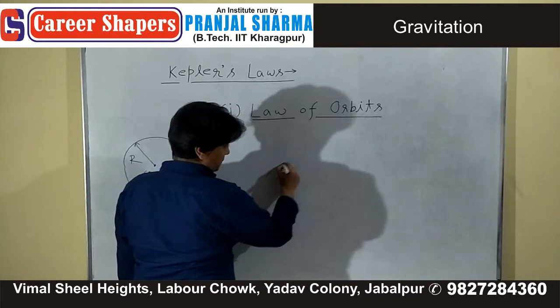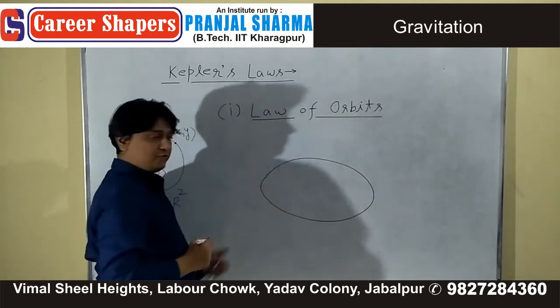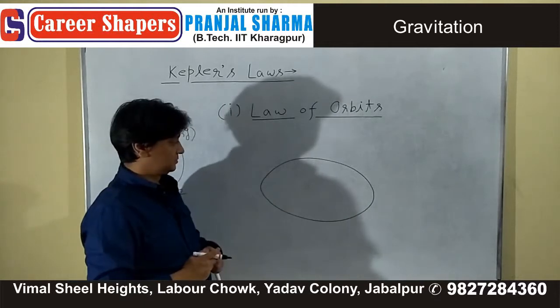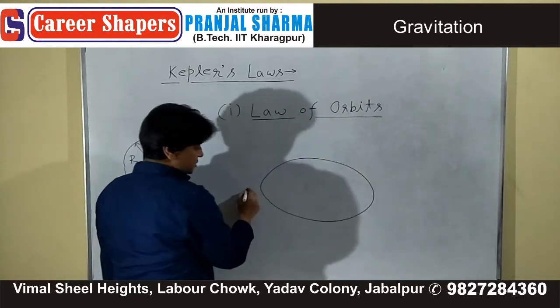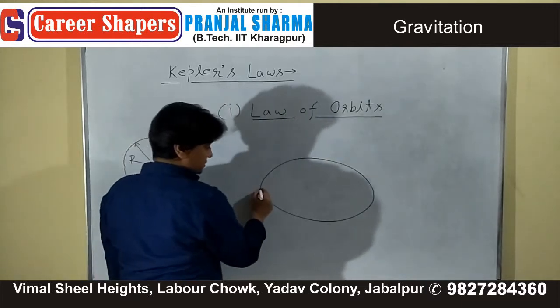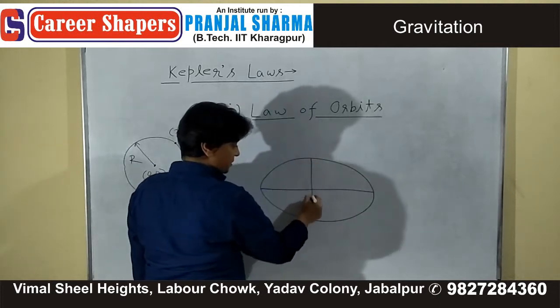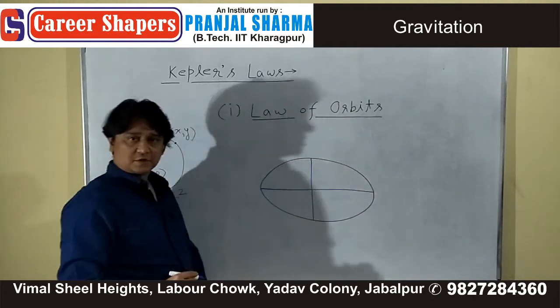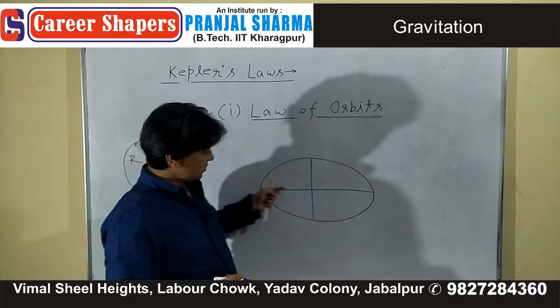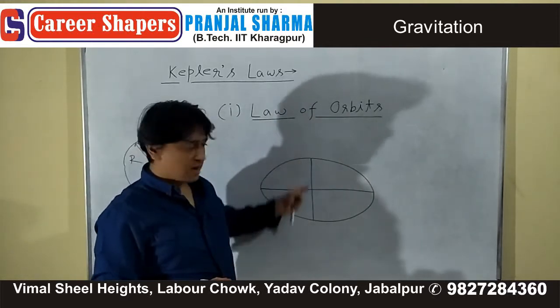What is an ellipse? If you stretch a circle in an oval form like this, then this thing is called an ellipse. In the ellipse, we define two things. One is the major axis and the other one is the minor axis.